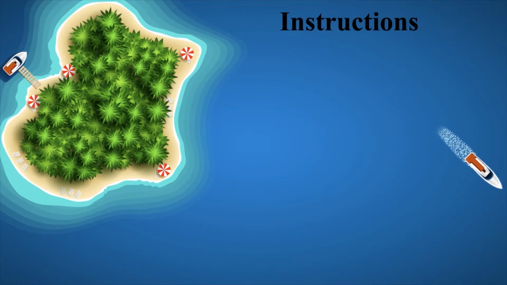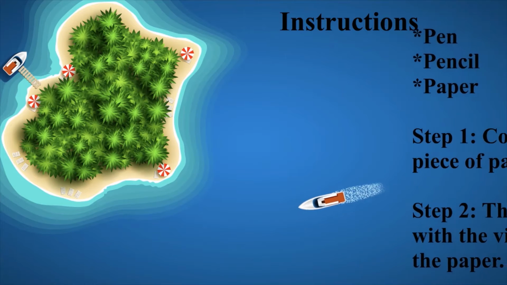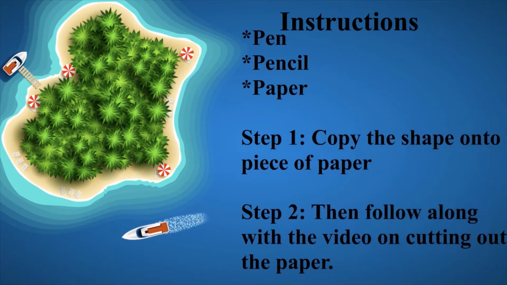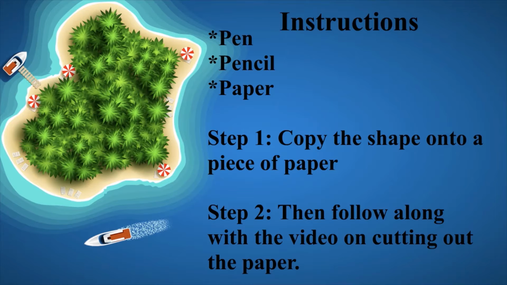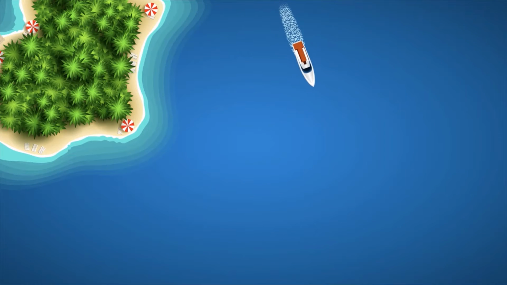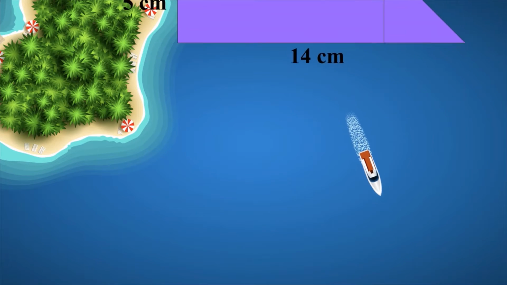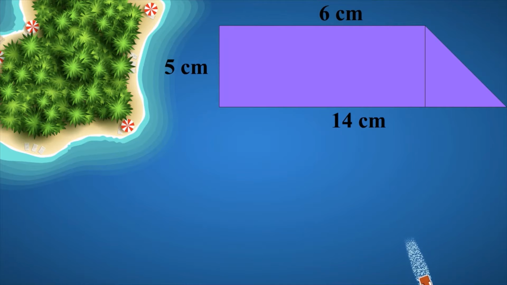For today, let's look at the instructions. You'll need a pen or a pencil with some paper. Step 1 is to copy the shape onto a piece of paper, and then step 2 would be to follow along with the video on cutting out the paper so we can create those smaller shapes that we want to find the area for the compound shape. Awesome, now let's get started by taking a look at our first example. Pause the video so you can draw this shape out.